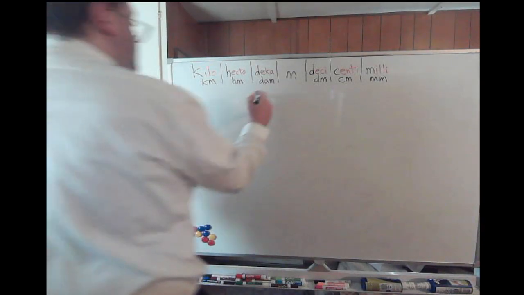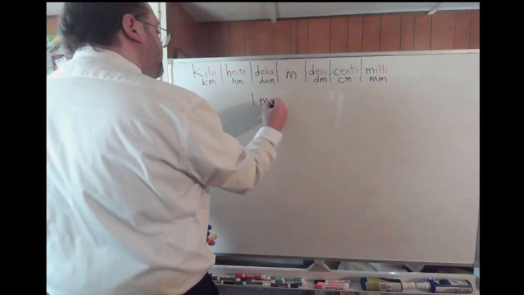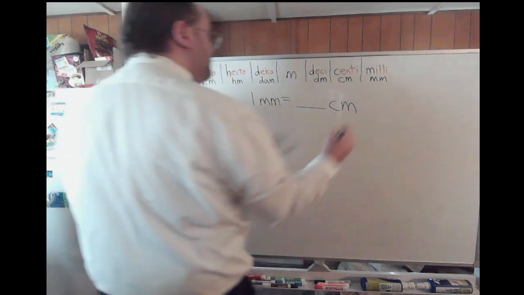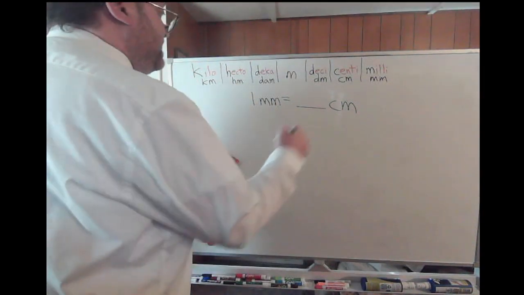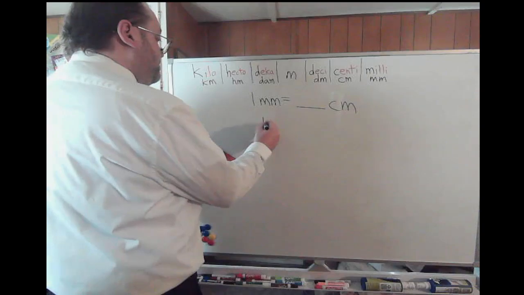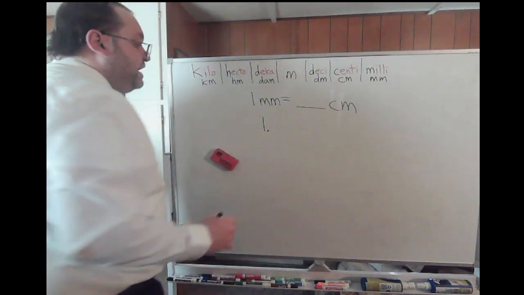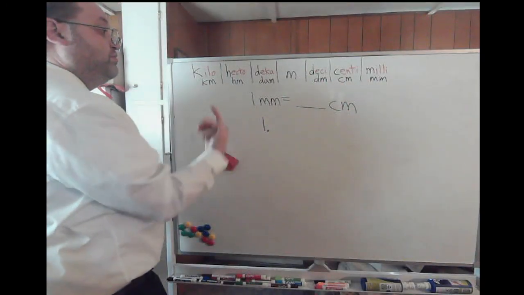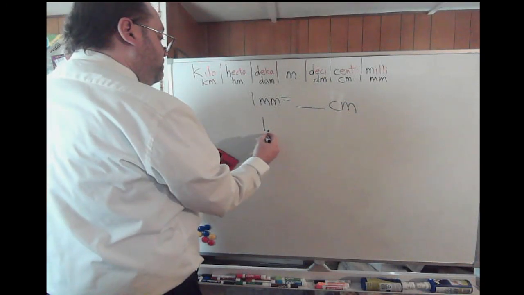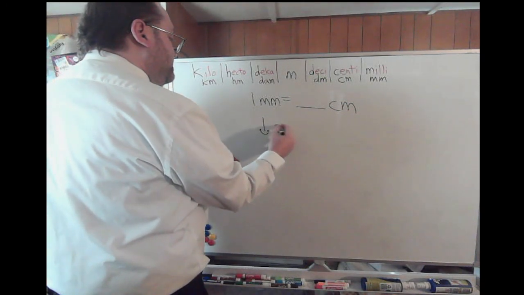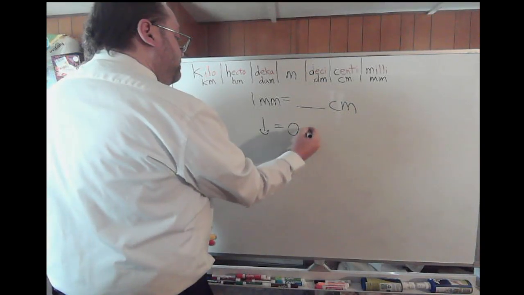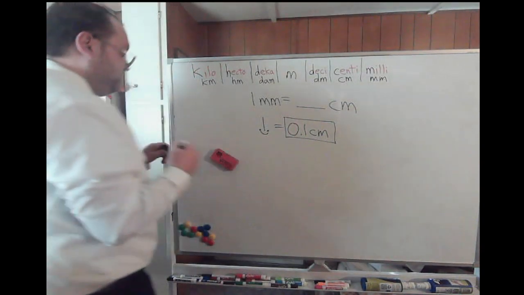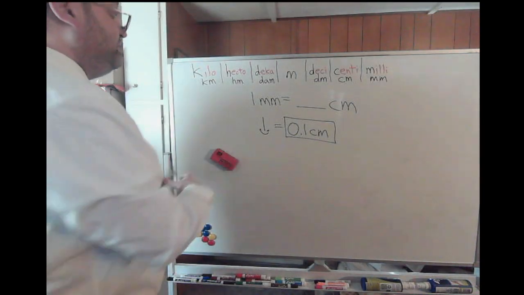Well, here's a good one. 1 millimeter equals how many centimeters? 1 millimeter equals how many centimeters. So take your 1, put a decimal point after the 1, because to get from millimeters to centimeters, you have to move 1 decimal place to the left. So move it 1 decimal place to the left, you'll get 0.1 centimeters. That's exactly what 1 millimeter is. It's 1/10 of a centimeter. Pretty simple.